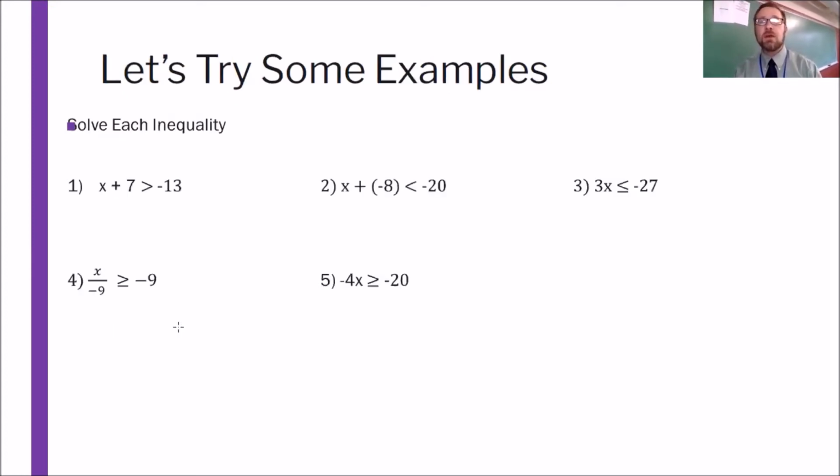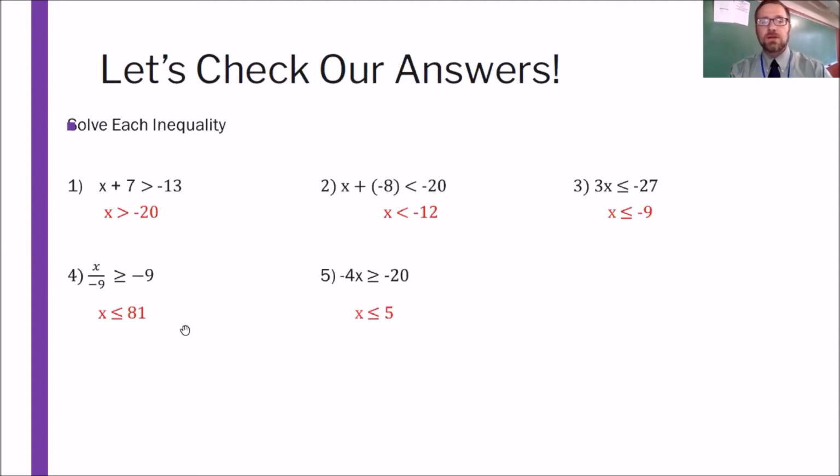Try some examples, pause the video, and then come back and check yourself. All right, here's the answers. Realize there are number 4 and number 5. You had to flip the sign because you multiplied and divided by negatives.